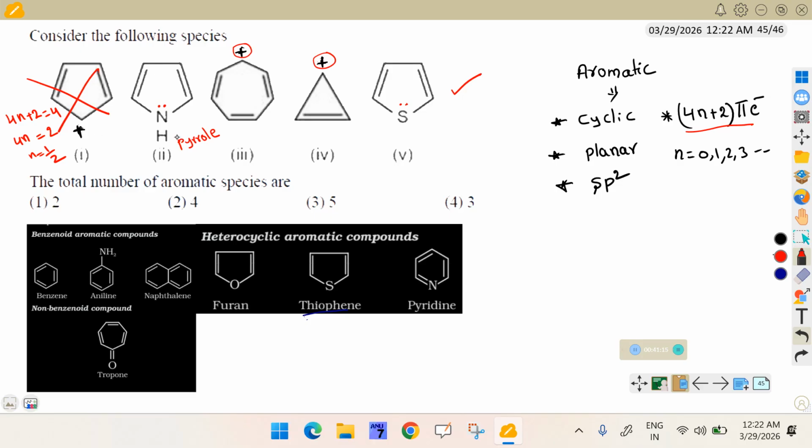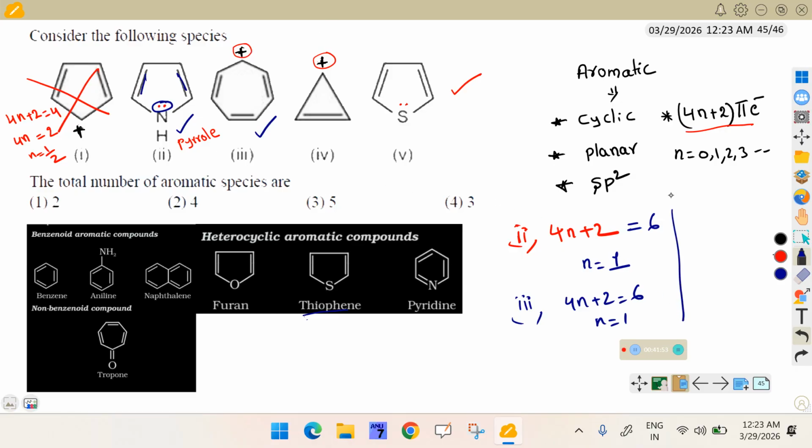Consider the second one, pyrrole. Pyrrole is aromatic. Second one calculation: 4n plus 2 equals how many pi electrons? 2 pi bonds, and nitrogen contains a pair of electrons. 4n plus 2 equals 6, n equals 1. So it is aromatic. Next, the third one: 4n plus 2 equals 6, n equals 1. It is also aromatic. Positive charge is not considered as a bond, negative charge is considered as a bond.